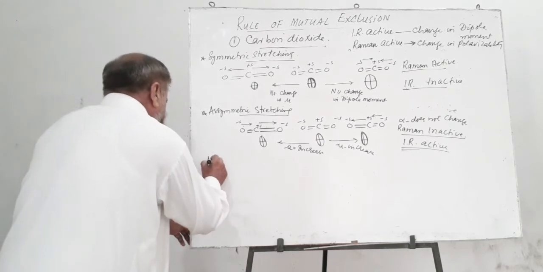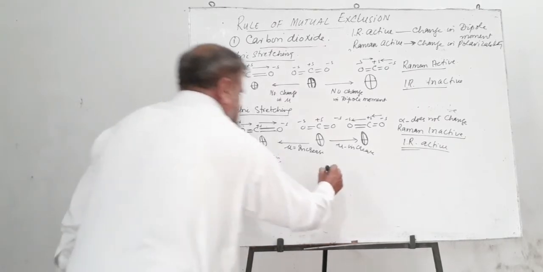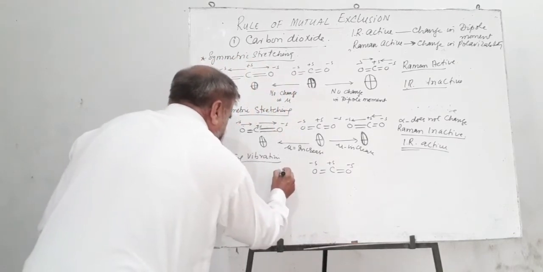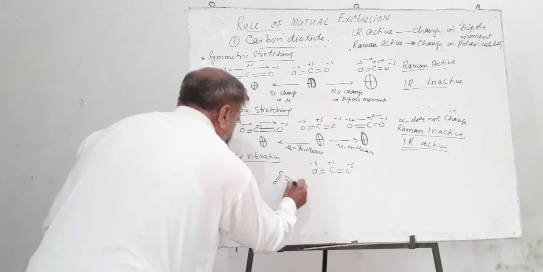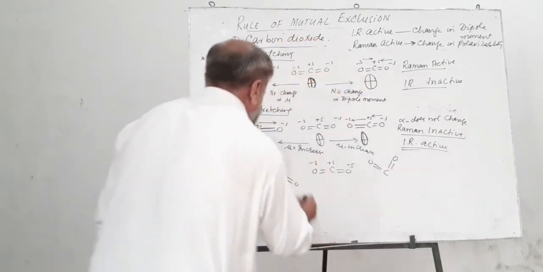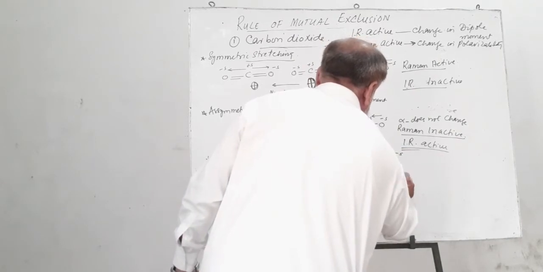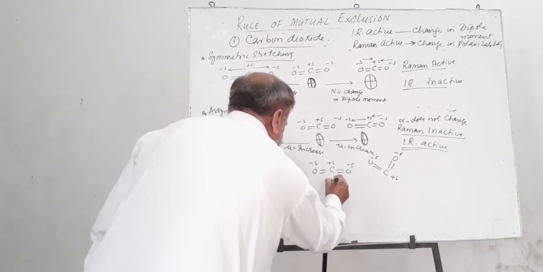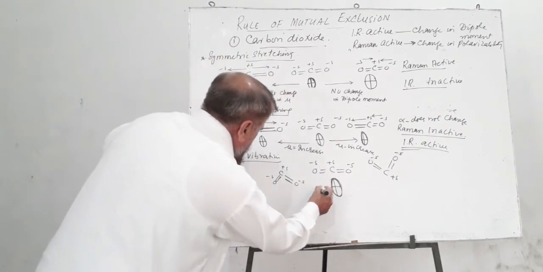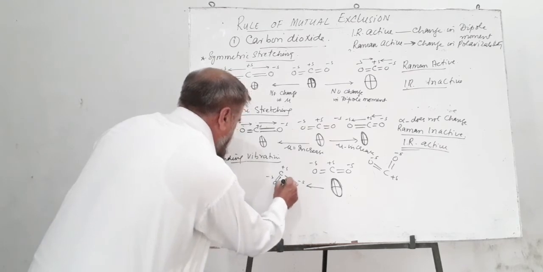Now we come to the third type of vibration, that is the bending vibration, in which the bond angle changes. Let us suppose we have this equilibrium position of carbon dioxide and it bends in plane, in plane bending vibration. In the equilibrium position, we have the polarizability ellipsoid, which is shown as follows. Now, as we move towards bending, as the angle decreases, the polarizability ellipsoid changes.